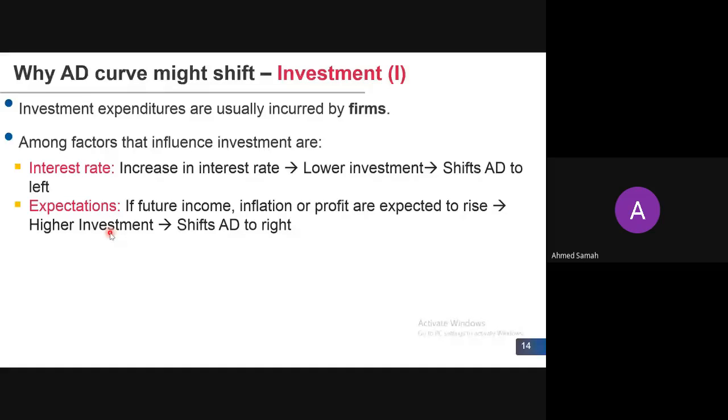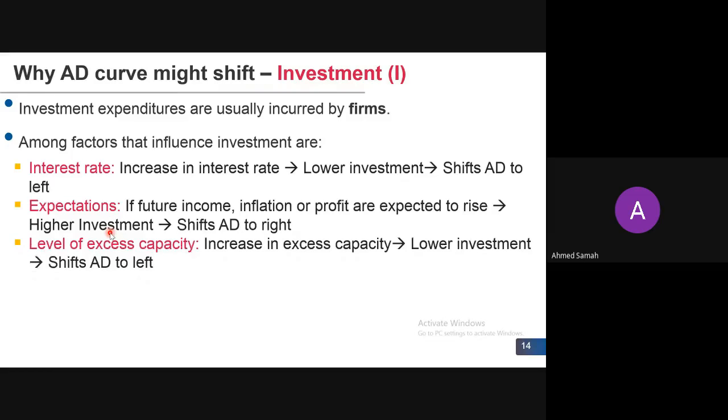When there is an increase in the excess capacity of a particular business or firm, they will not invest more in future equipment or plant and machinery. Because of that, there will be lower investment and it will shift the aggregate demand curve to the left.